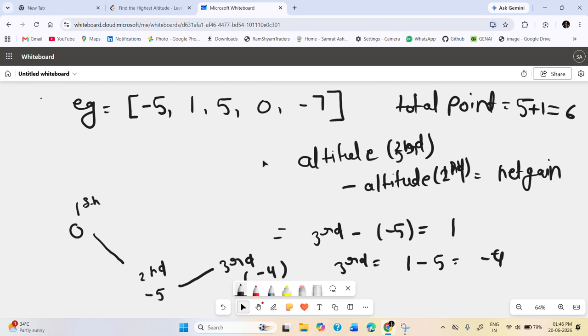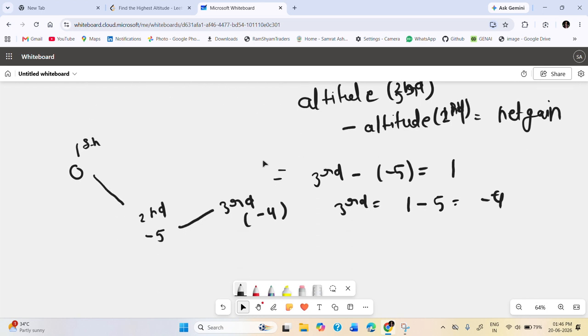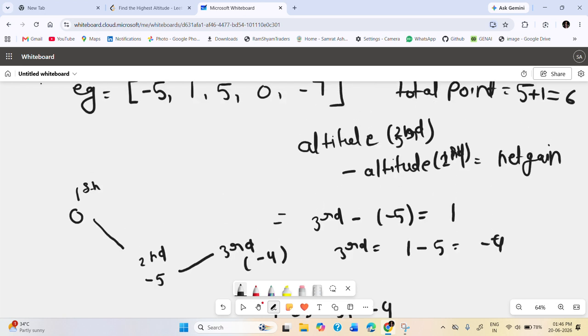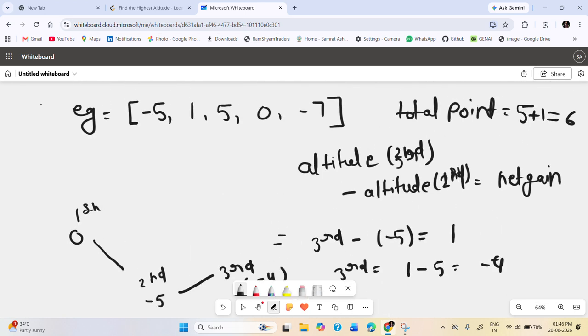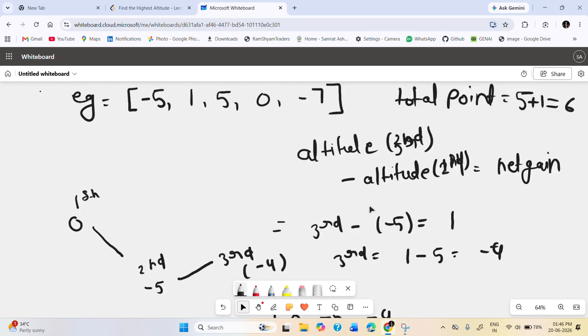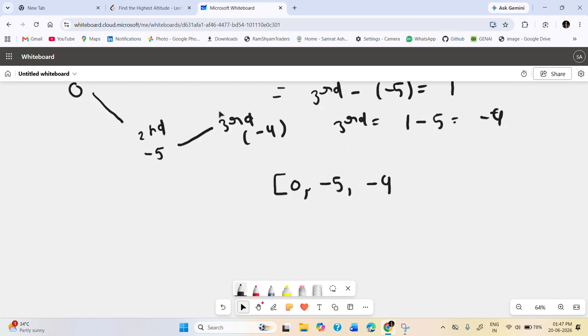So we can find the altitudes of the other points as well. We know that the 0th point altitude will be 0. The second point altitude will be minus 5. Third point altitude will be minus 4. And the fourth point altitude, when the biker goes from this point to the fourth point, the net gain is 5. So how can we find this? Minus 4 plus 5.